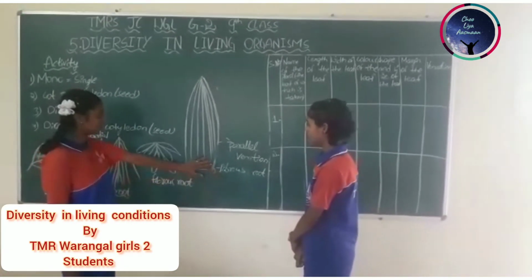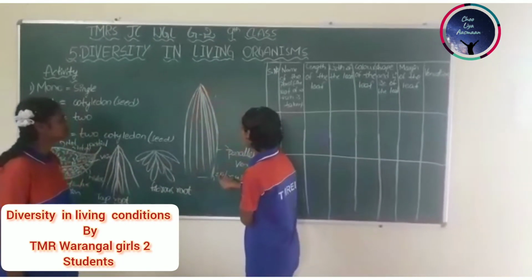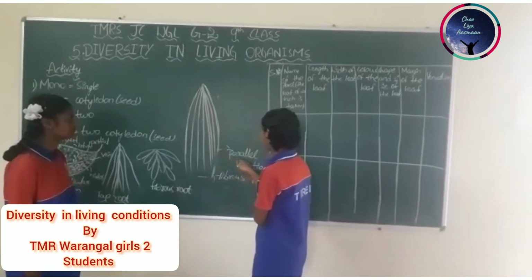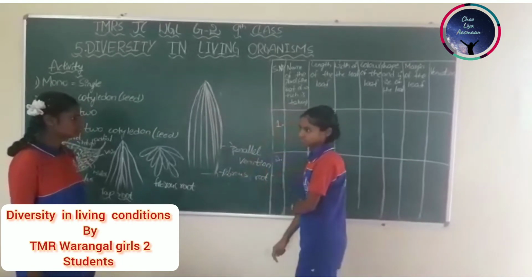Let us define parallel venation. Suppose this is a leaf. When the lines are parallel to each other, that is called parallel venation. For this, a fibrous root is there.